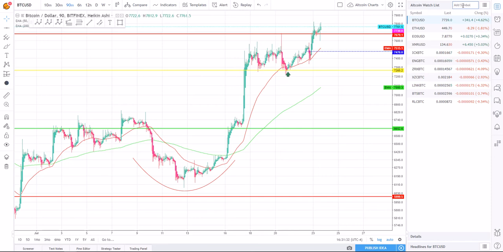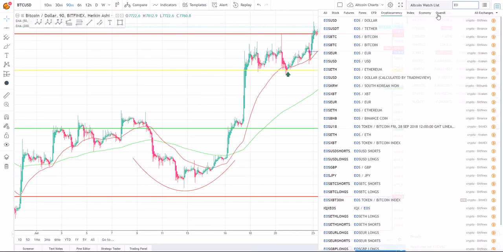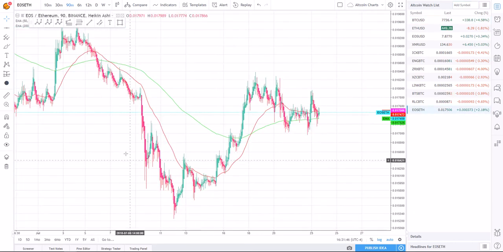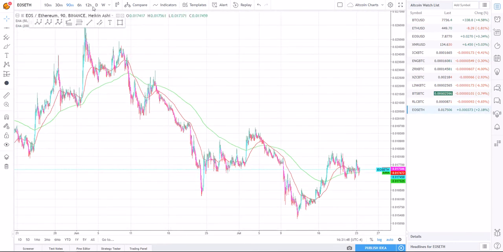Right? Just to see how that goes. So let's pick EOS because that's a highly traded one. So here we go, EOS to Ethereum, right? I never looked at that chart before, so let's look at that. Here we go. It looks like it has a bunch of data.